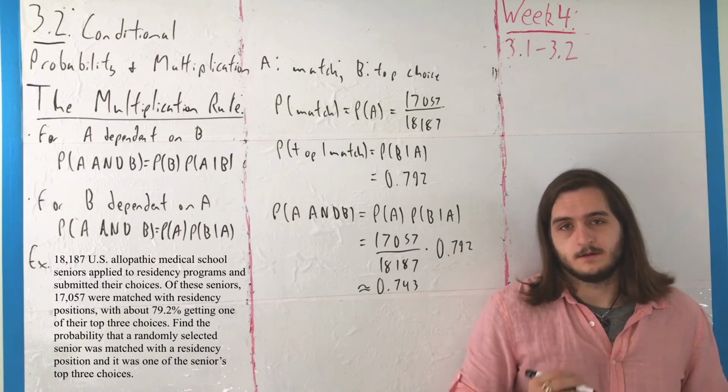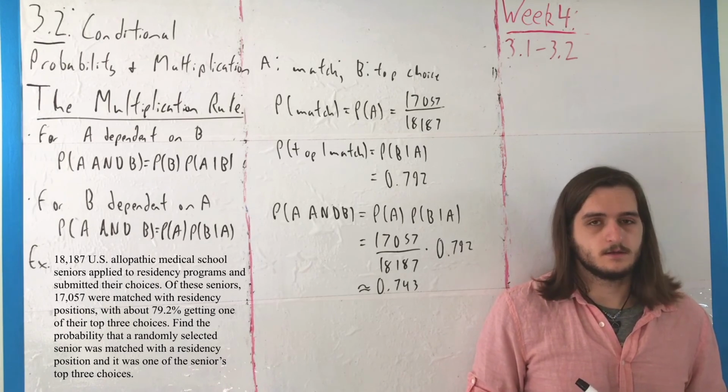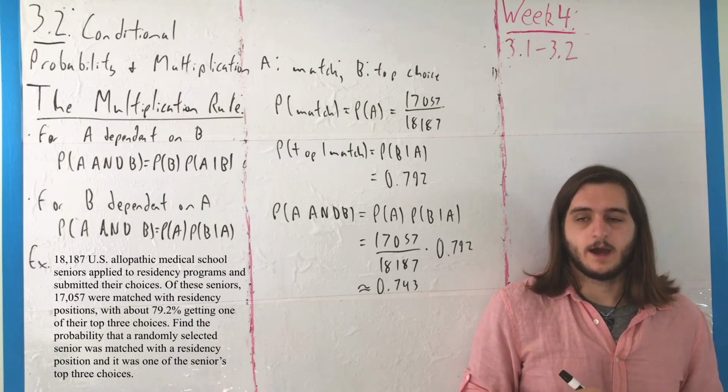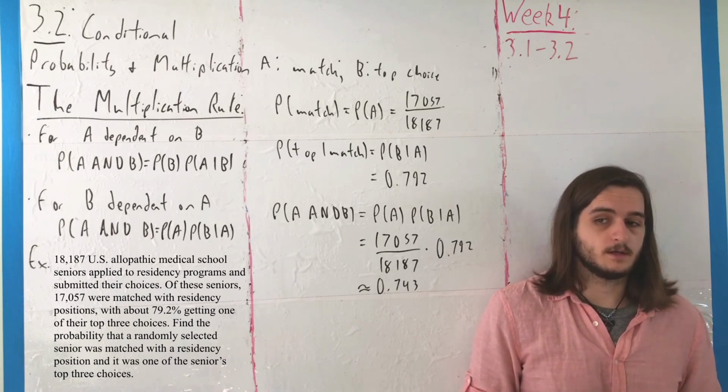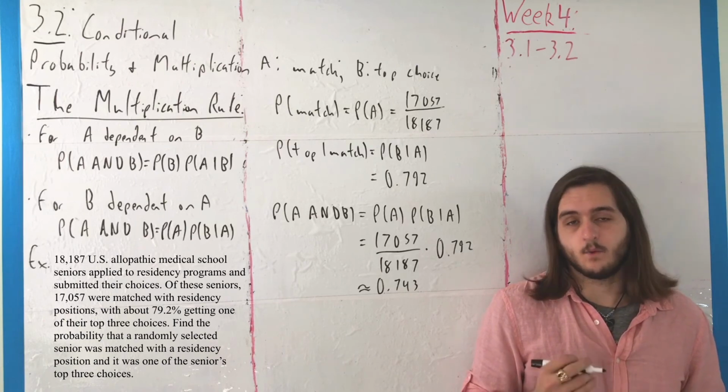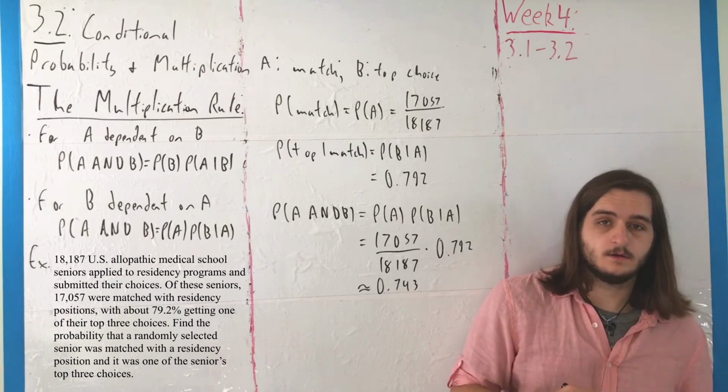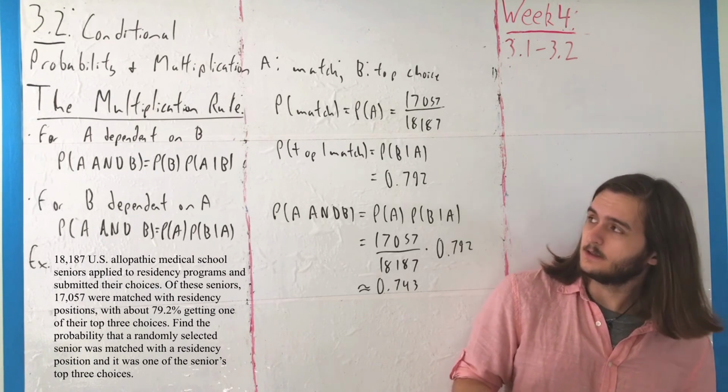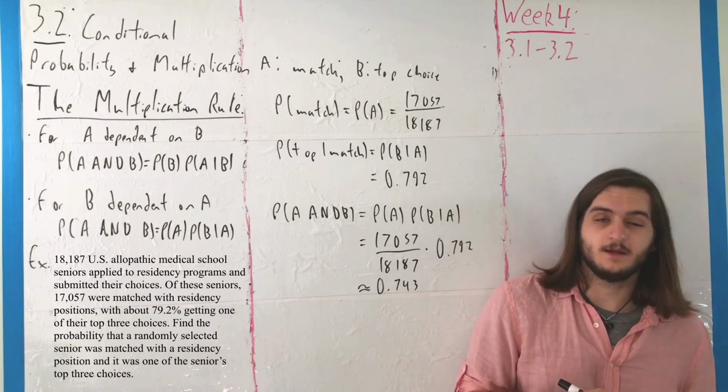In our next section, which we'll get to next week, we'll be looking at how we can find probabilities where we have one option or another using what's called the addition rule. But that's stuff for 3.3.